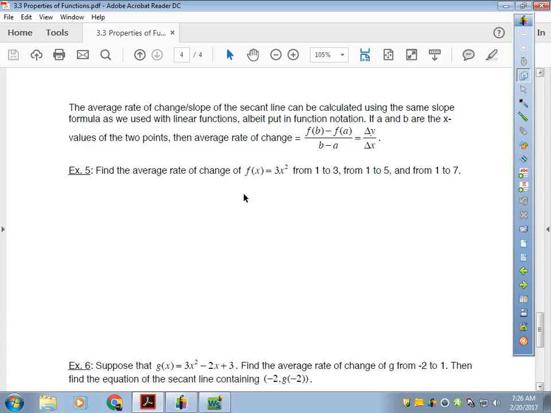Now, sometimes when we talk about average rate of change, instead of saying y2 minus y1, we use function notation. So we say f of b minus f of a over b minus a. A and b here represent x values. F of b is the function's value at b, so it's a y value at b. And f of a is the function's value at a, so it is the y value at a. So this is finding the change in y's, which we usually write as delta y, over the change in the x's, which we usually write as delta x.